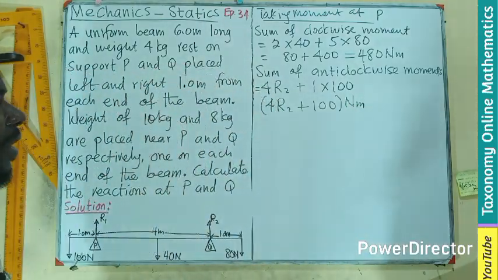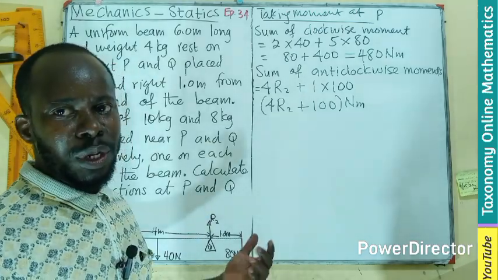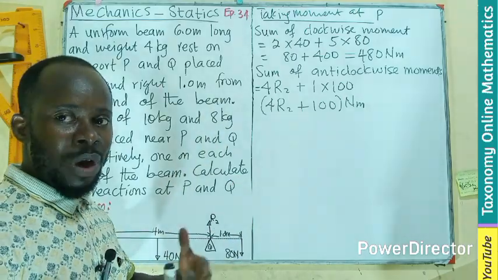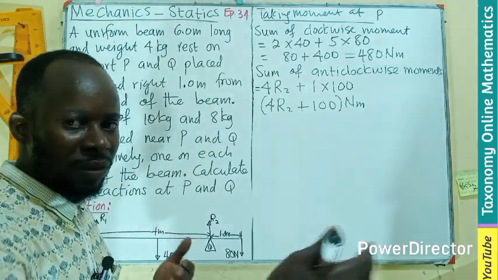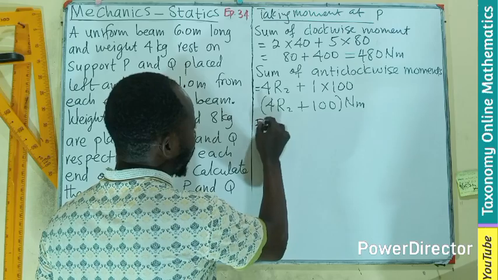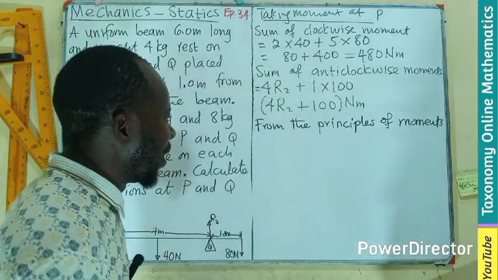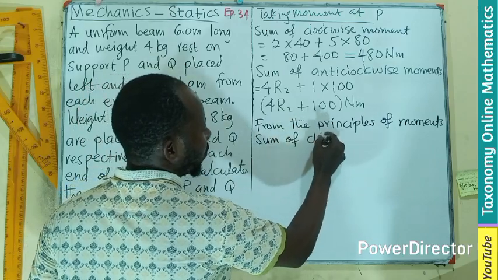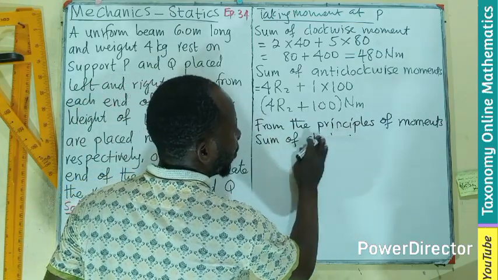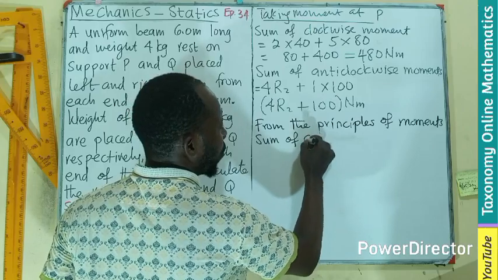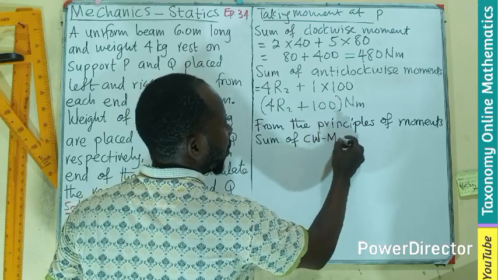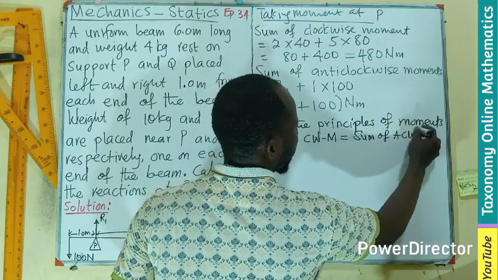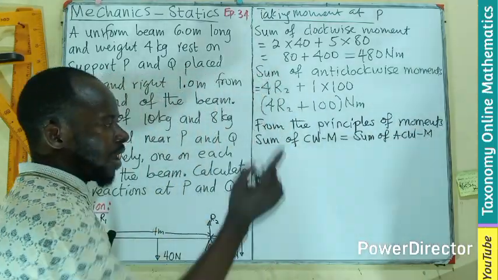Let's see, what is next? We have to move on to the principle. You will get more facts to solve this question if you watch episode 31, where all the facts were laid down, the principles we need. So from the principles of moment, we say that the sum of clockwise moment will be equals to the sum of what? Anti-clockwise moment. You can write it in full.